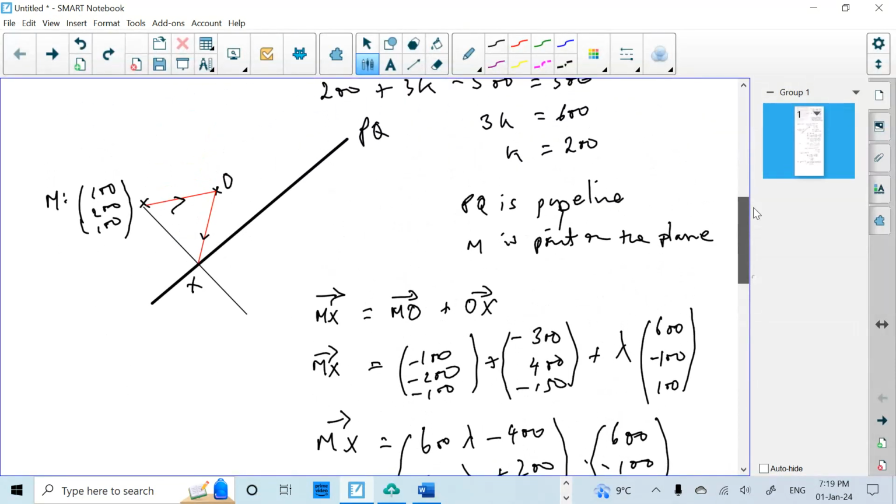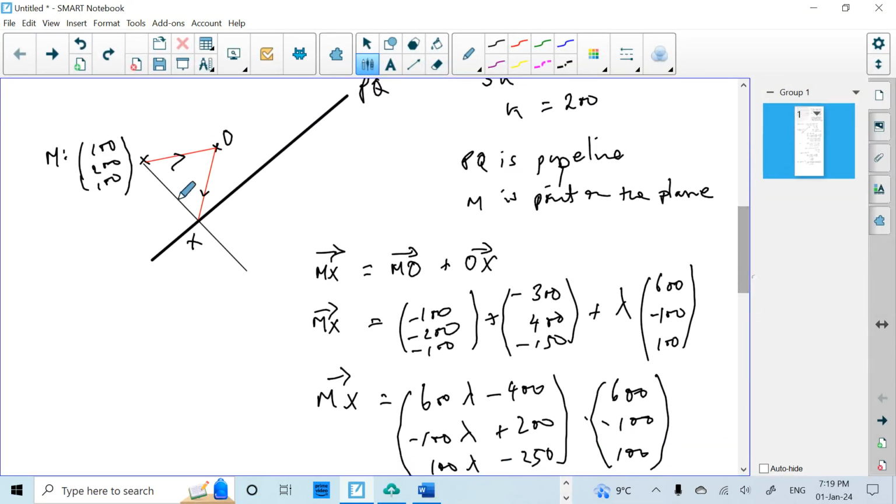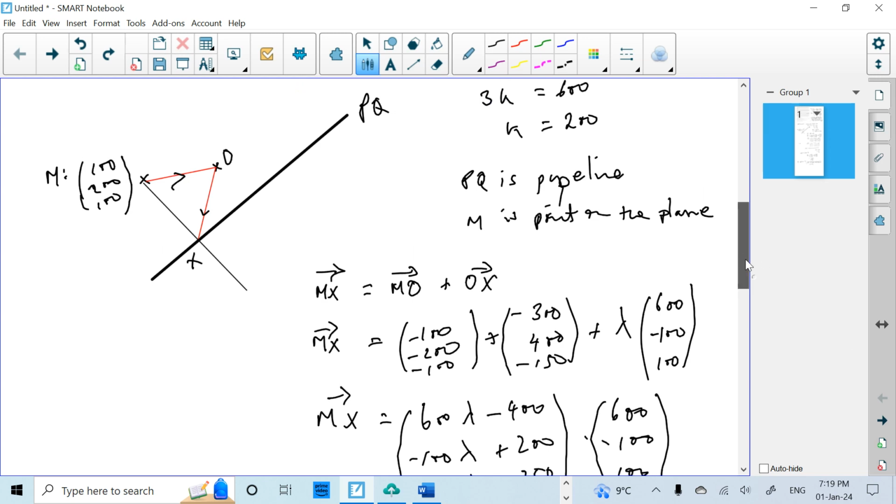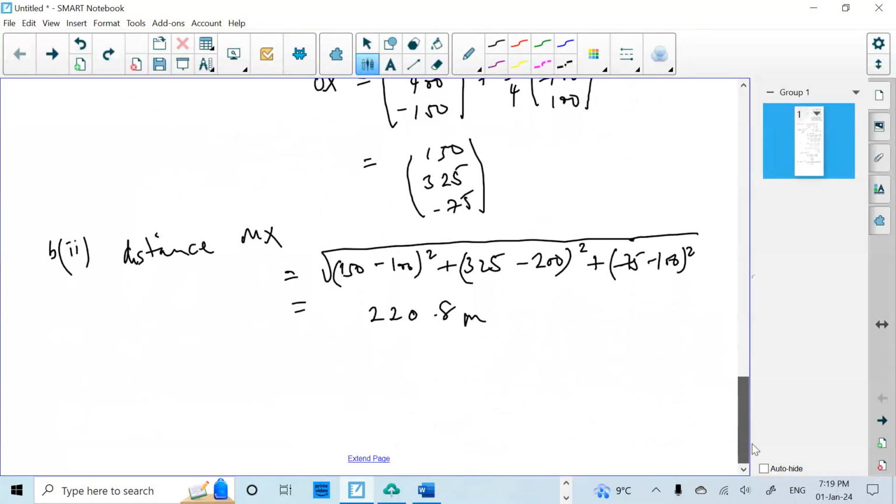Going back to our diagram, this distance here, and of course m was these coordinates. That's what I'm substituting in. That's the theorem associated with Pythagoras, I should be saying.